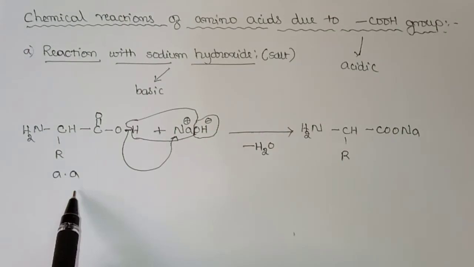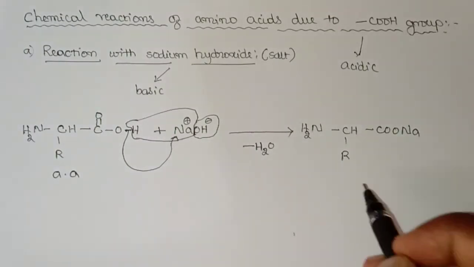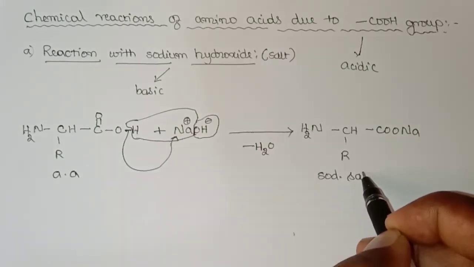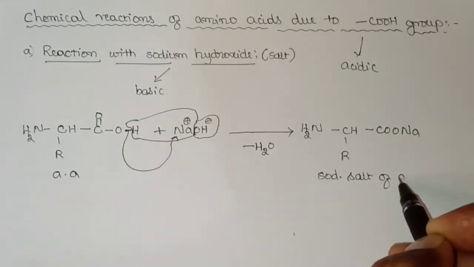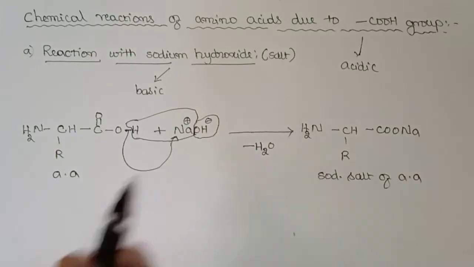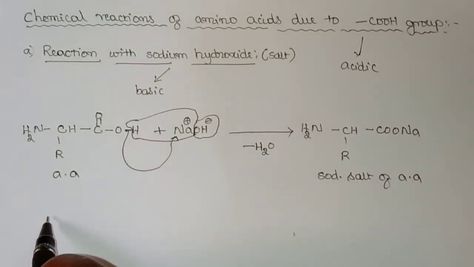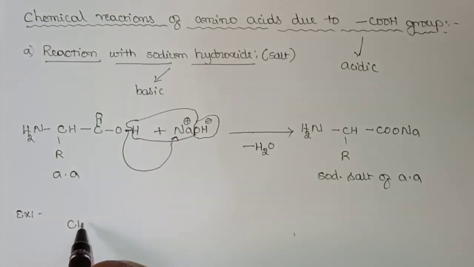So this is the amino acid. Upon reacting with sodium hydroxide, we are going to get the sodium salt of the corresponding amino acid. So this is the general reaction we can give. Let us consider one simple example. For illustration, we shall consider alanine as the example.